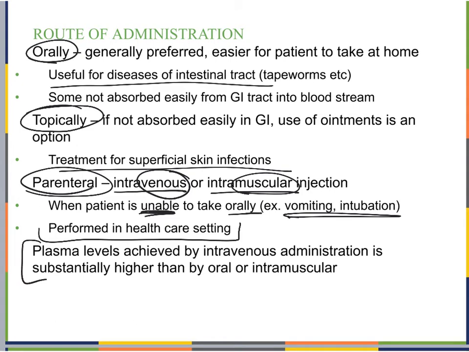However, the plasma levels that are achieved by our intravenous administration are substantially higher than by oral or intramuscular. And I think we can understand that because plasma is the blood. If we're injecting it directly into the blood, we're going to have really high amounts of the drug in the bloodstream compared to orally, where it has to go through the GI tract and then make its way to the blood, and obviously topically. But then also even intramuscularly, because it has to go through the muscle tissues and muscle cells before it reaches the plasma.